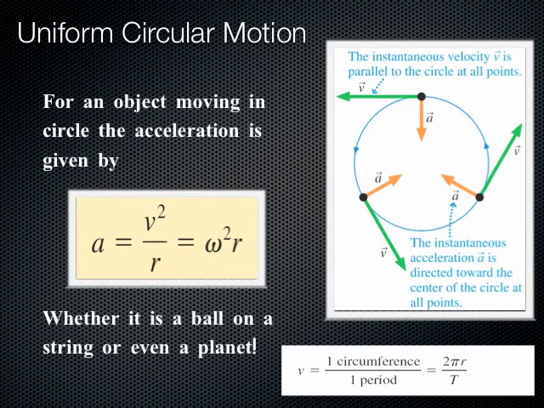Now that we know the kinematics, let's look at an object going in circular motion and see the causes of this. For an object moving in a circle, the acceleration turns out to be given by this simple relationship. The acceleration relates to the tangential velocity v squared divided by the radius. But we know v is r times omega. So v squared is r squared omega squared divided by r, or the acceleration for something in circular motion is v squared over r, which is omega squared times r. Whether it's a ball, a particle, a ball on a string, or even a planet going around a star.